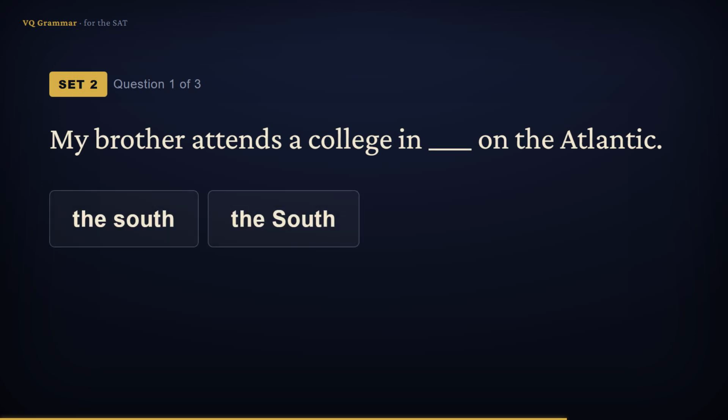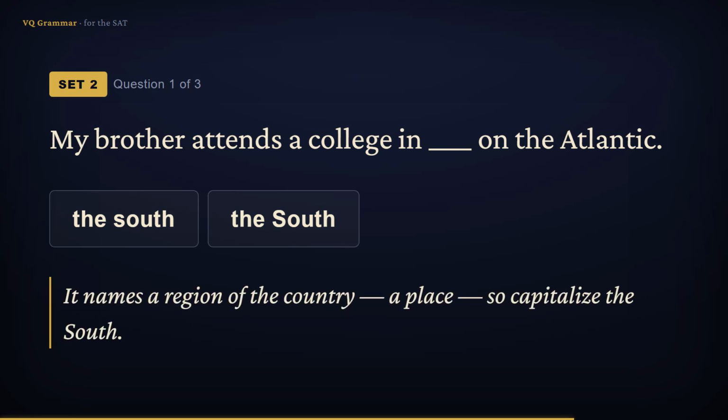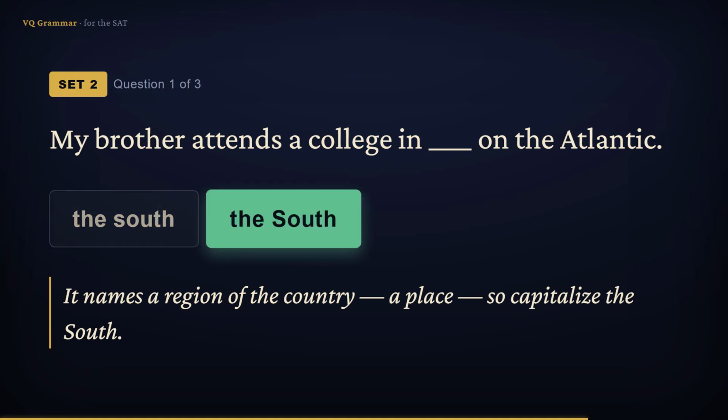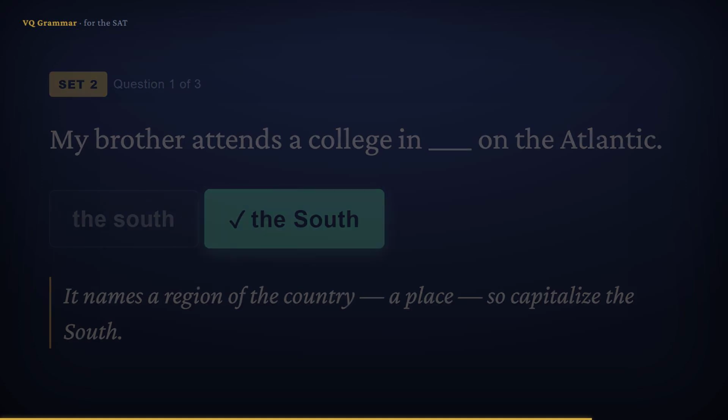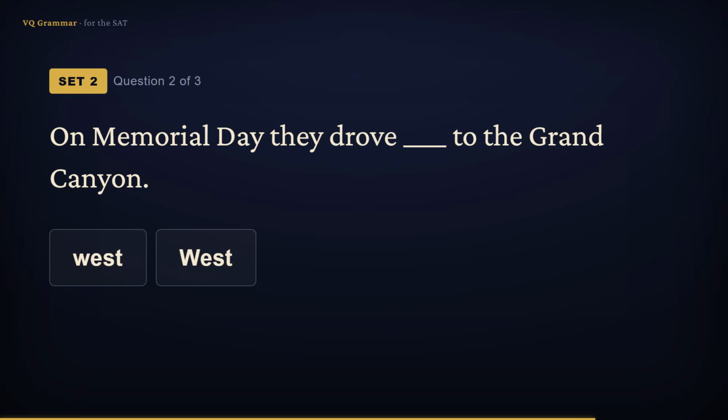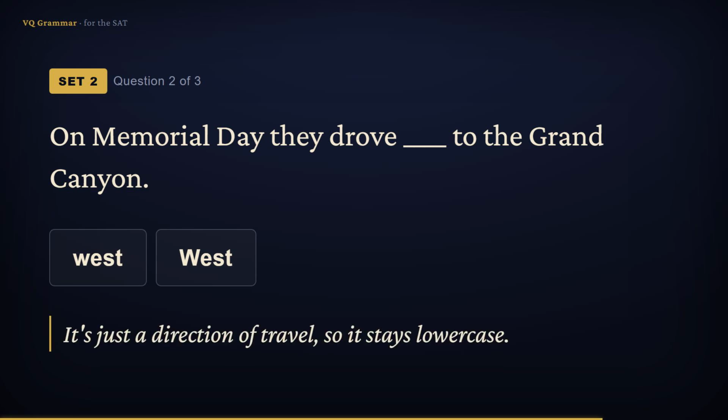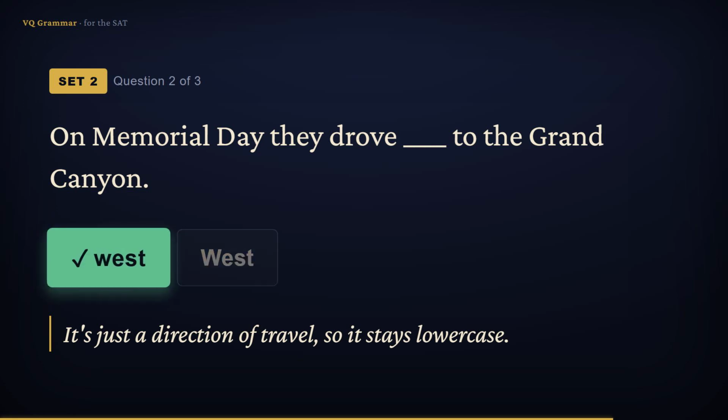My brother attends a college in blank that sits on the Atlantic Ocean. Ask the question, is this a place or a direction? It's naming a region of the country, a place on the map, so it takes the capital. So the answer is the South. On Memorial Day, the family drove blank to the Grand Canyon. Here, the word is only telling us which way they drove. That's a direction, not a place, so it stays lowercase. So the answer is lowercase west.